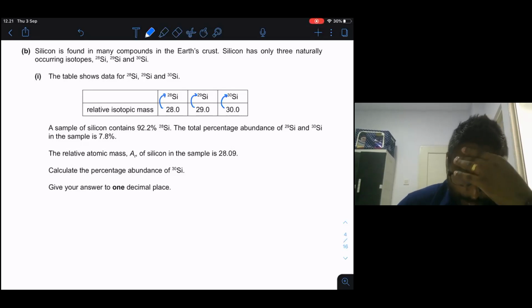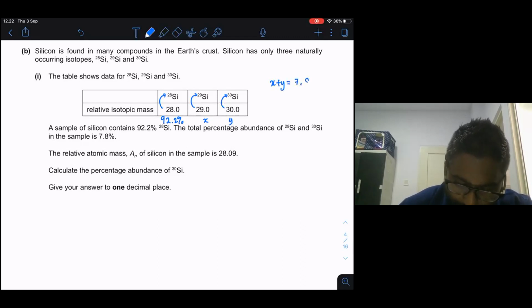A sample of silicon has 92.2% of the first isotope. The total percentage of abundance of the other two in the sample is 7.8%. So it means, let's say this is X, this is Y. So X plus Y is 7.8%. The relative atomic mass, Ar, of the silicon in the sample is 28.09.